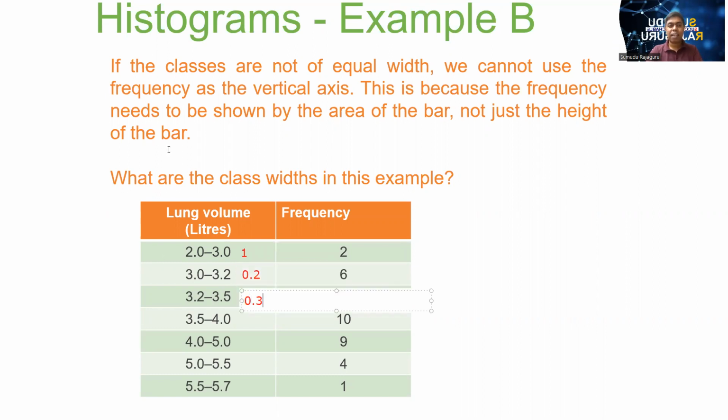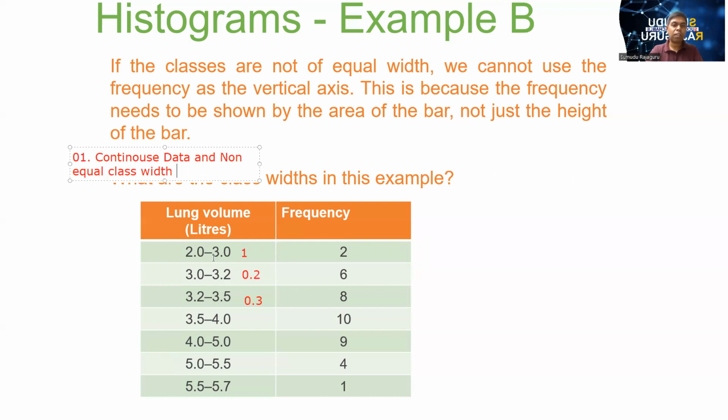So we have to understand this is the second type. What is meant by the second type? The second type means this is continuous data and non-equal class. In this scenario, only one thing we have to change. We can't draw the histogram with the frequency. So we have to calculate another term. It is called frequency density.